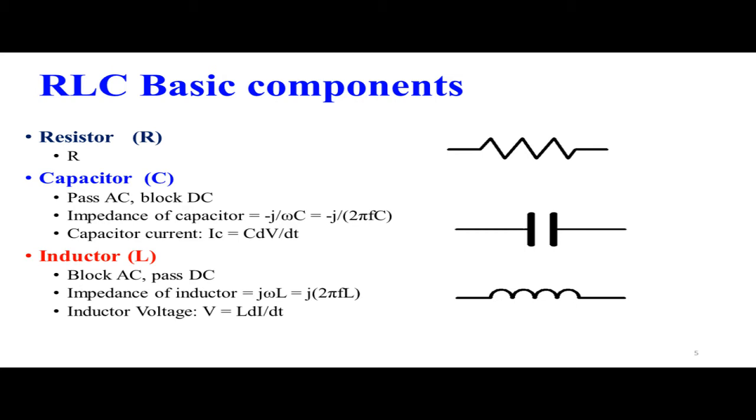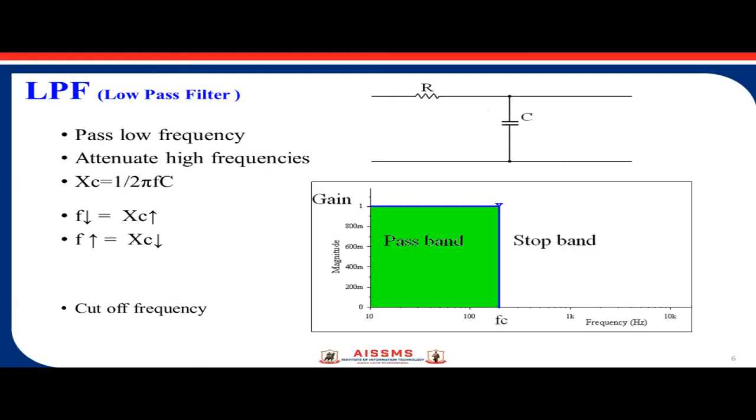Let's start with simple RC filter. It is a low pass filter. It has a simple connection with resistance in series and capacitor in parallel. Low pass filter will pass low frequencies and attenuate higher frequencies. Fc is the cutoff frequency.